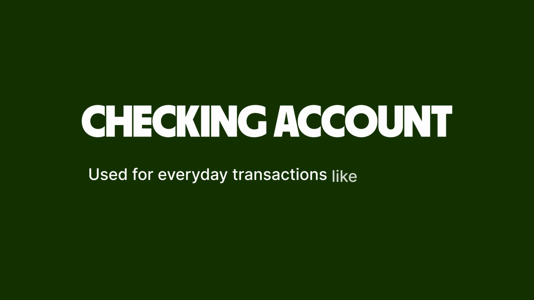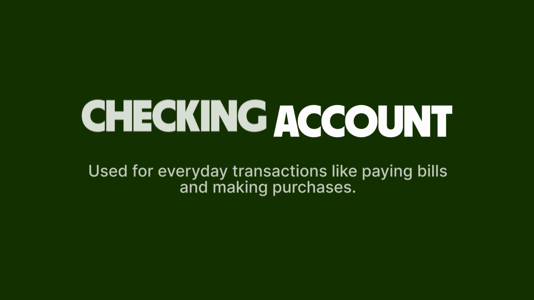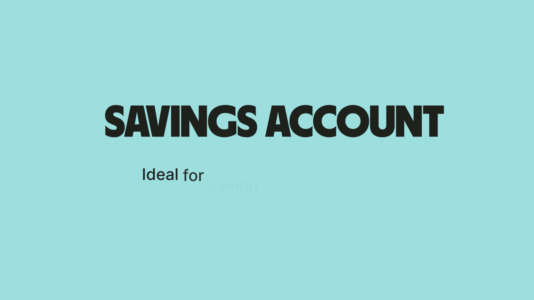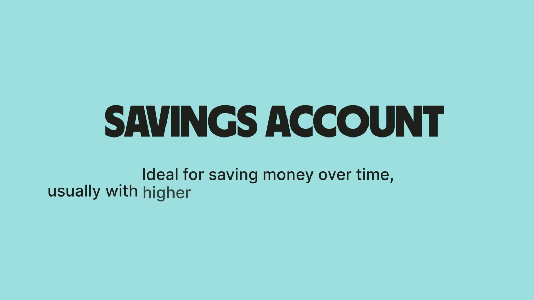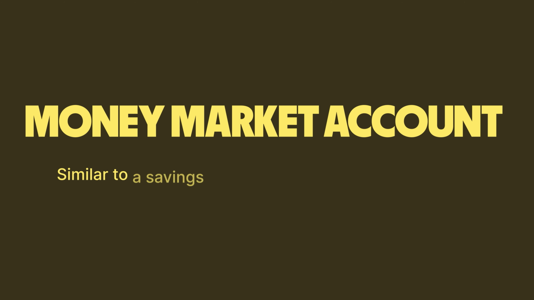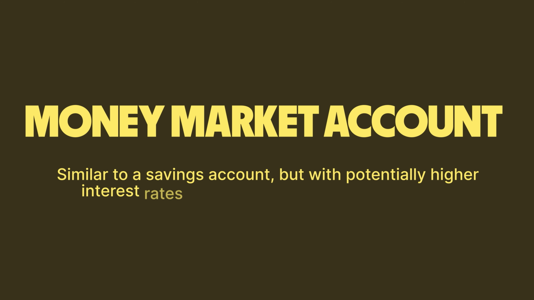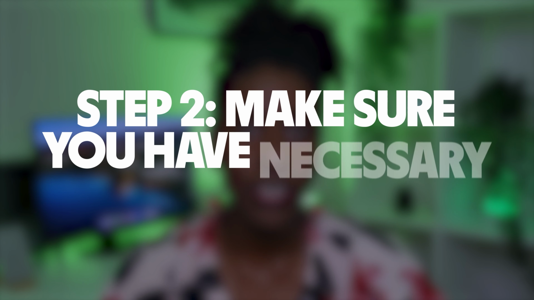Step 1. Choose your bank account type. Before we dive into the process, let's first understand the different types of bank accounts you can have in the US. There are 3 primary types that you should be aware of. 1, the checking account, used for everyday transactions like paying bills and making purchases. 2, the savings account, ideal for saving money over time, usually with higher interest rates than checking accounts. And 3, the money market account, similar to a savings account, but with potentially higher interest rates and some check writing privileges.